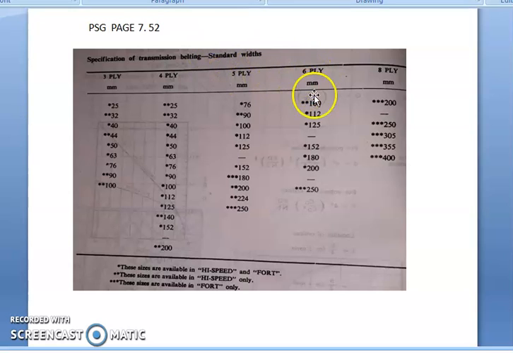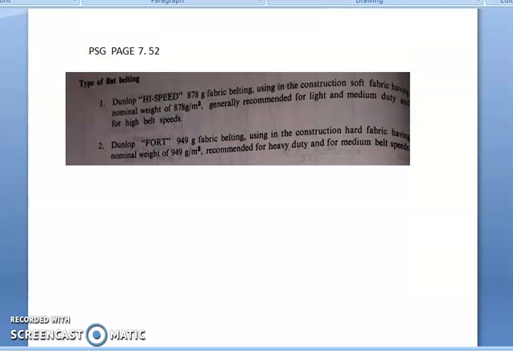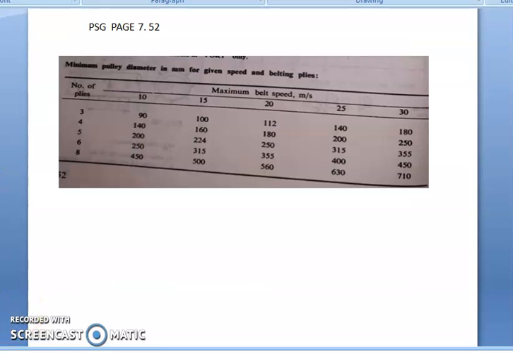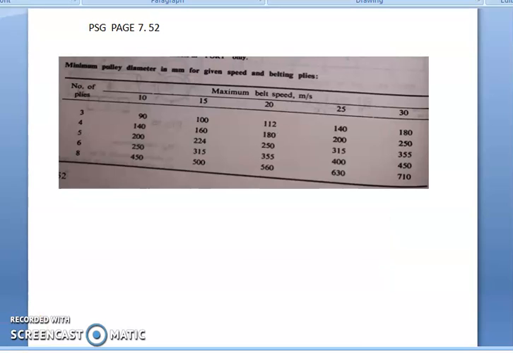So based on the plies and the diameter, we can select the width of the pulleys for the two types of belt. Here single star is especially for the high speed one, while double star is applicable for both high speed Dunlop and Fort 948 type. Then this page is 7.52.